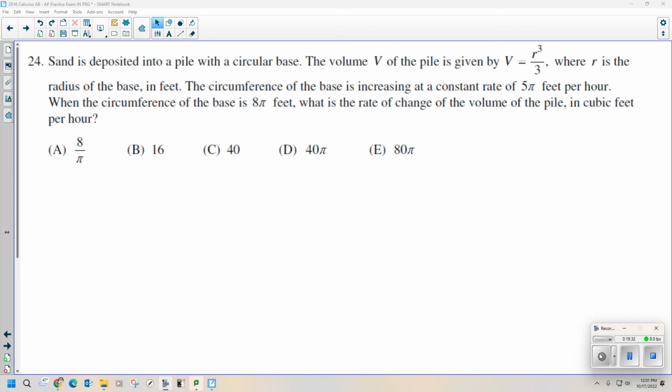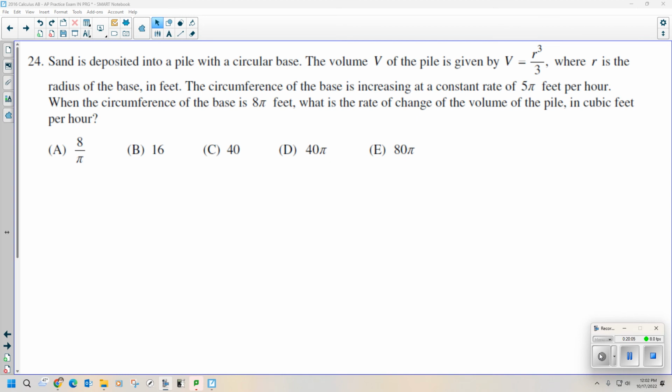24 says, sand is deposited into a pile with a circular base. The volume of that pile is given by V equals r cubed divided by 3, where r is the radius of the base in feet. The circumference of the base is increasing at a constant rate of 5 pi feet per hour. When the circumference of the base is 8 pi feet, what is the rate of change of volume of the pile in cubic feet per hour?